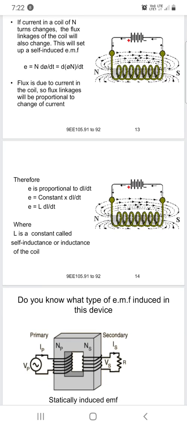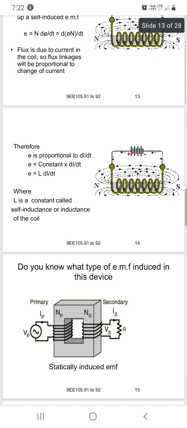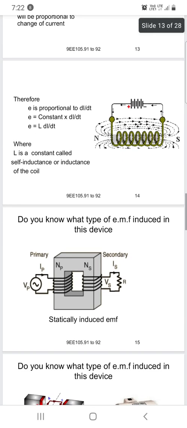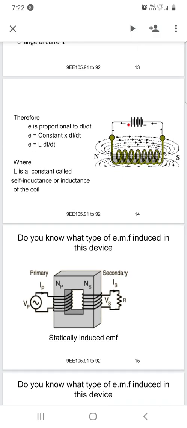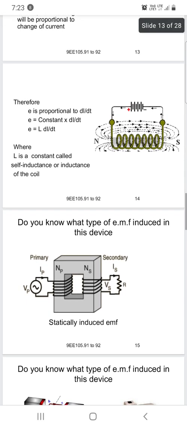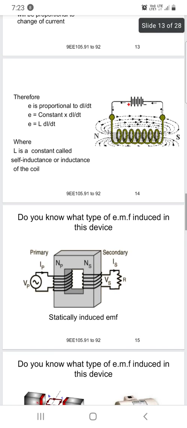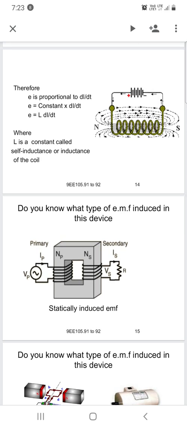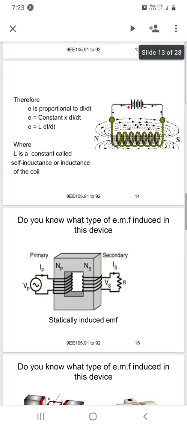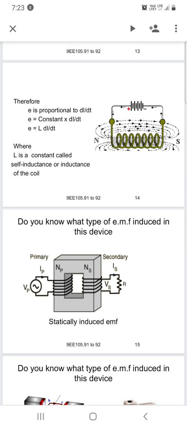So therefore the EMF E is directly proportional to the rate of change of current with respect to time. So E is equal to some proportional constant times the change in current over the change in time. So E equals L into di by dt, where di is the change in current with respect to the change in time. The constant L is called the self-inductance, the inductance of the coil.